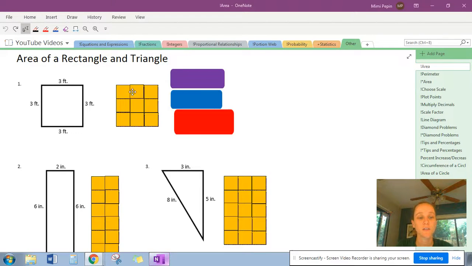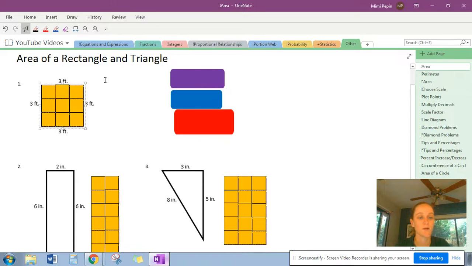I think of it like how many Cheez-Its will fit inside, because Cheez-Its are a perfect square. So if I were to take my Cheez-Its and put them in the square, I can see that 9 Cheez-Its would fit inside. So I know that my area is going to be 9 feet squared.